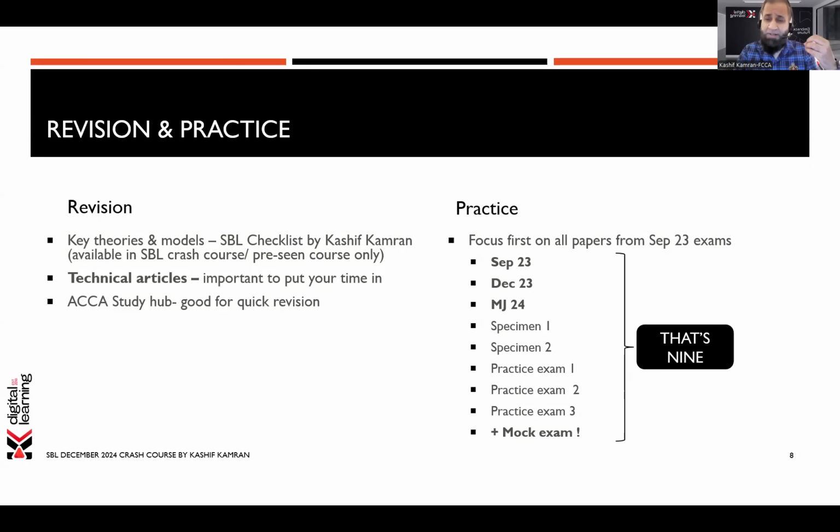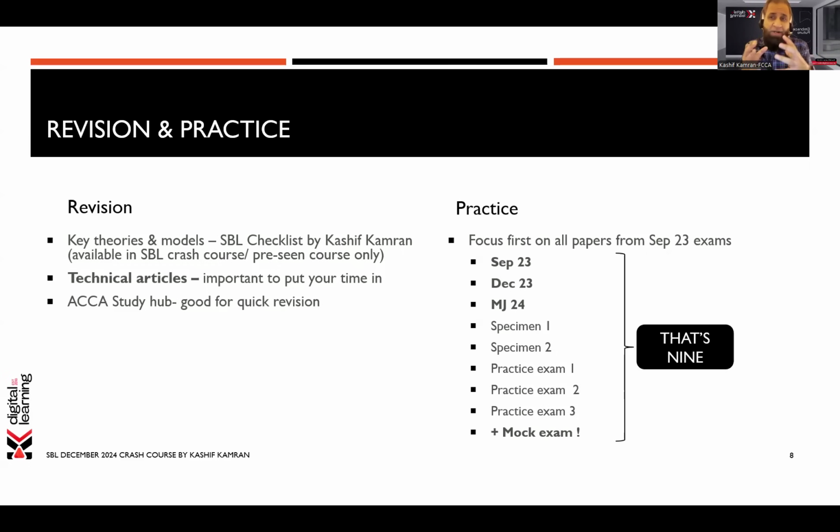Particularly the articles of syllabus area C on the website are so important. You should not miss any of them. Syllabus area E, the articles of syllabus area E are so very important. You should not miss any one of them. And then the articles on risk management, syllabus area D, they're so important.